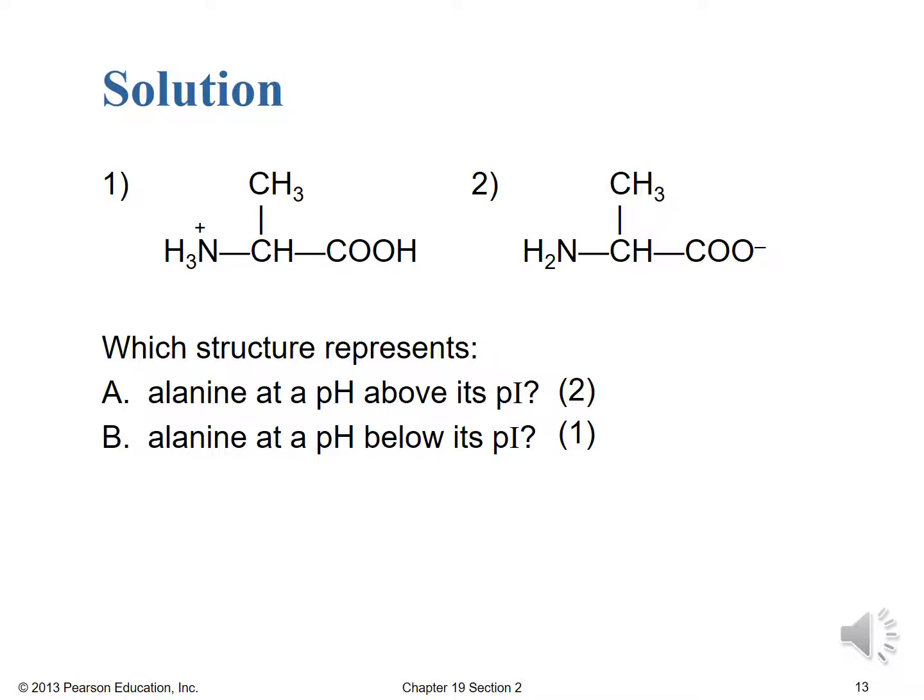For B, alanine at a pH below its pI, the opposite thing happens. We're at a pH that's fairly low, and therefore we have a relatively high amount of H+ or H3O+ present. So we're going to protonate the carboxylate group back to a neutral carboxylic acid, and because there's lots of H+ around, we're also going to protonate the lone pair on the nitrogen of the amino group to have an ammonium group, and we're going to be positively charged like we see in structure 1.